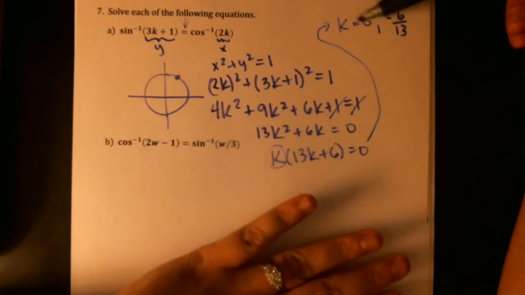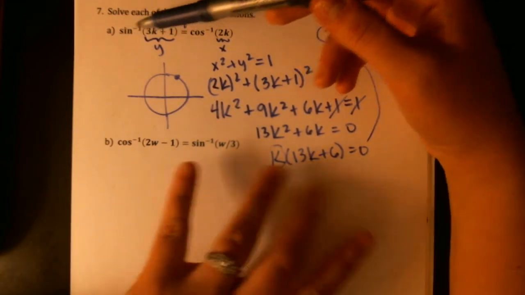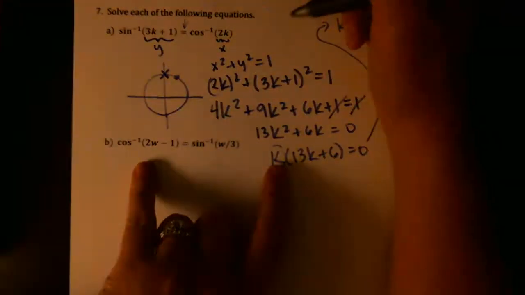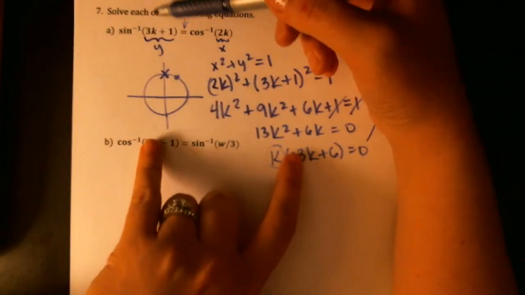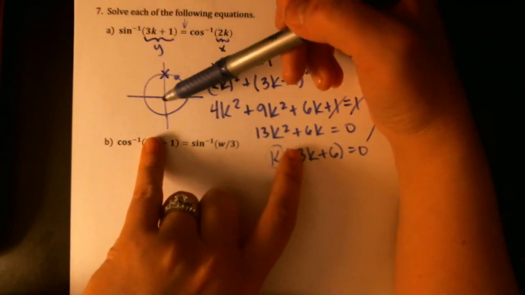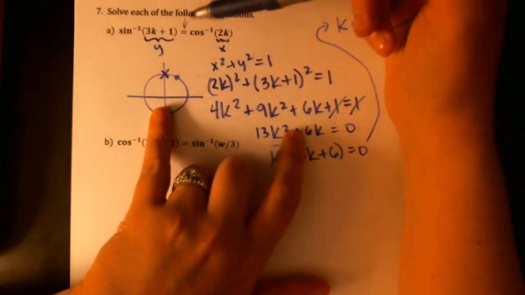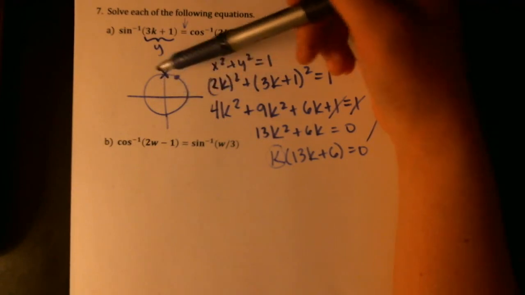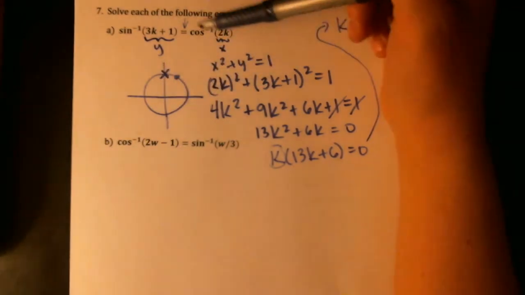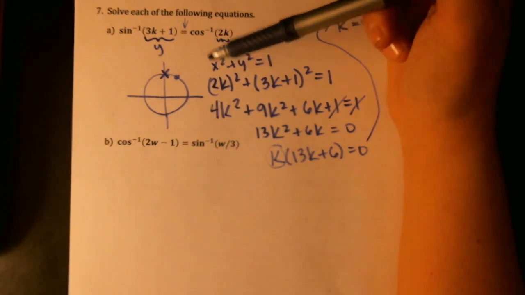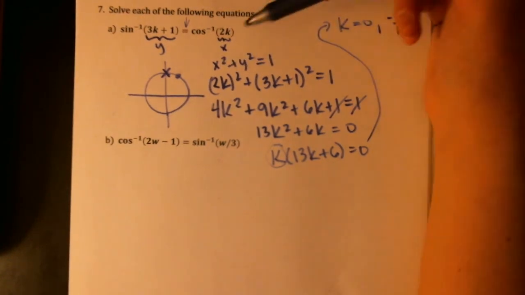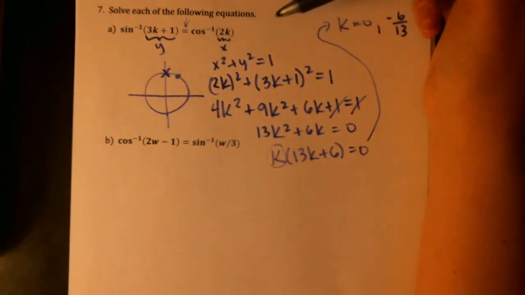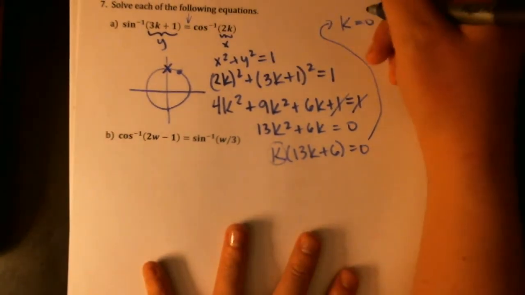If k is equal to 0, then I get inverse sine of 1. So if my y coordinate is 1, that's going to give me back an arc length of pi over 2. So that's promising so far because it is in that 0 to pi over 2 where the two functions both work. If I put the 0 in here, I get inverse cosine of 0, which is also going to give me pi over 2. So 0 seems great.